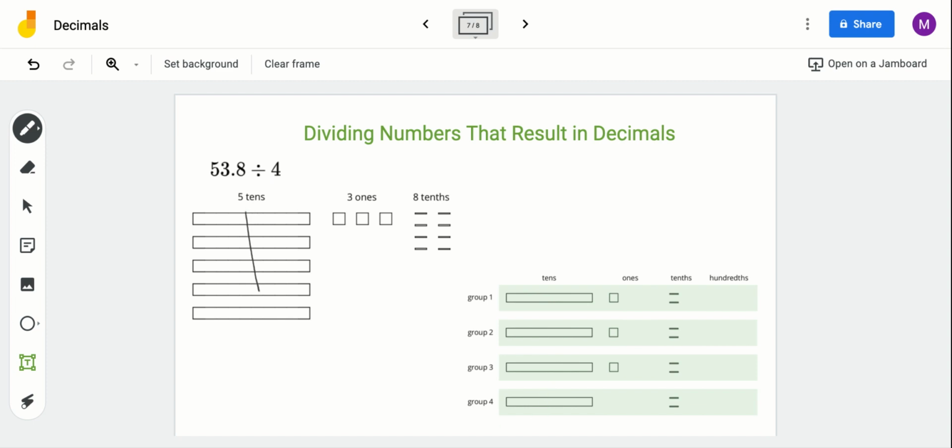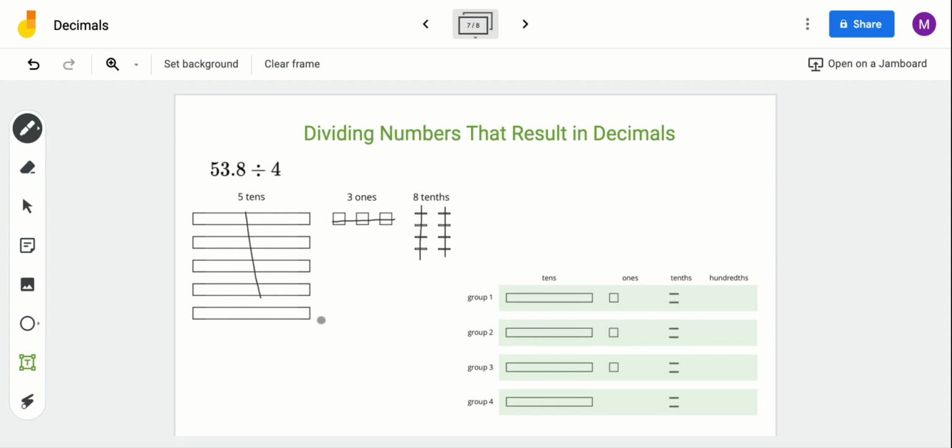So we have 1, 2, 3, 4 here, 1, 2, 3, 4 here. We have our 3 ones split up in here, so those are taken care of. 1, 2, 3. And we have 8 tenths, and we have 2, 4, 6, 8. So those 8 tenths are taken care of here. And so I have 10 left.